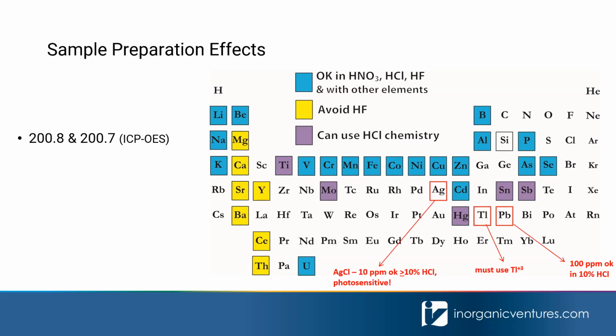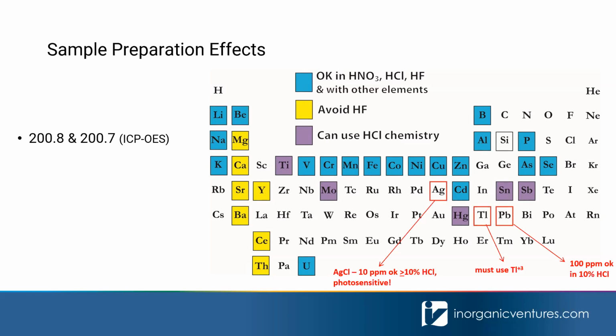Many people are aware of the silver chloride precipitation issue. That is a problem, but you can get around that by simply increasing the amount of HCl. In other words, if you have an excess of HCl, then silver is stable in solution. And we have some data there giving an idea of what those limits are.